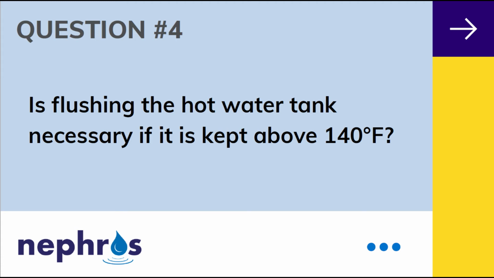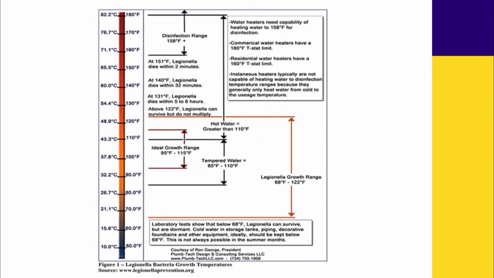Is flushing the hot water tank necessary if it is kept above 140 degrees Fahrenheit? Bacteria are affected by 140 degrees, and we can actually use that temperature to pasteurize things like ice cream. It takes a while, but in reality, it really keeps the numbers down. And we just have to make sure that that 140 degree water gets to the distal end of whatever hose. So it effectively kills those microbes, and that means flushing.